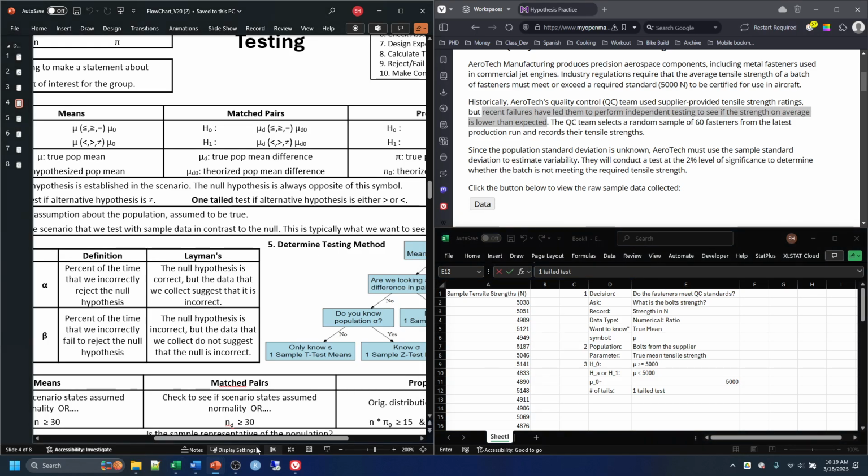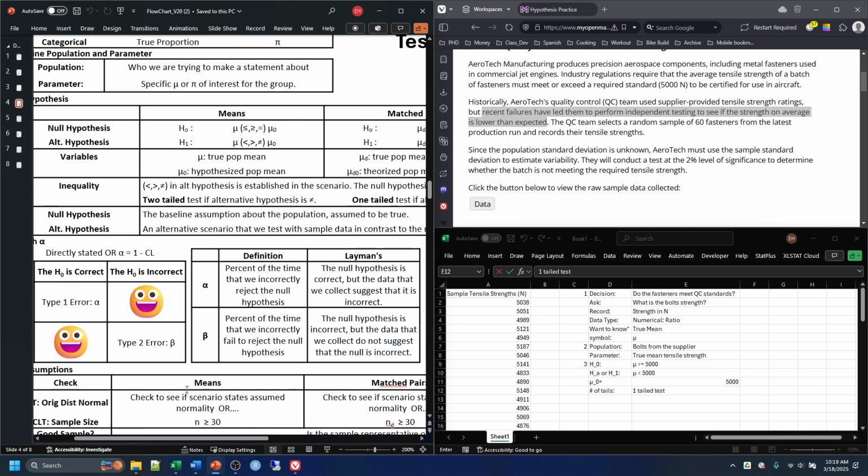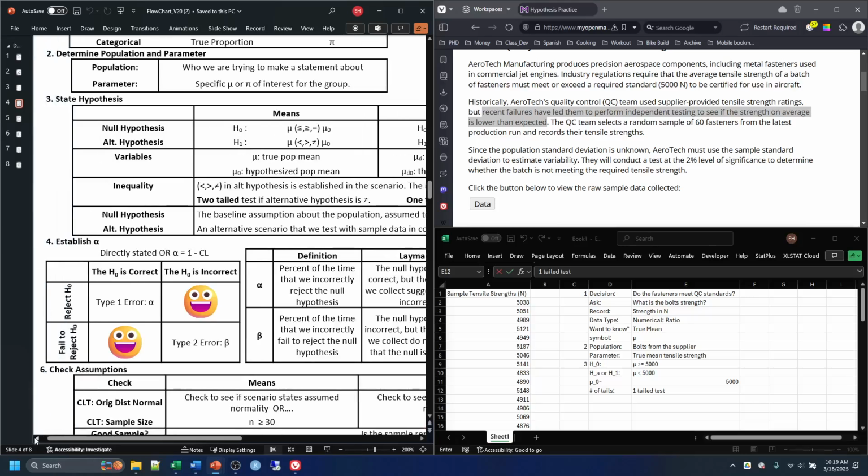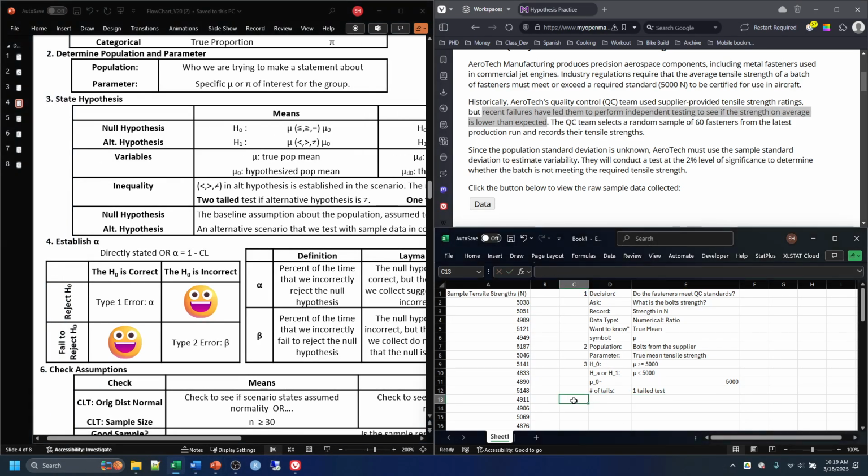Okay, moving over to step number 4, we are going to set up our alpha level from our problem. So we want to know what is alpha. And if we see up here, notice how it says the 2% level of significance. This is an alternative way of saying alpha without actually saying the word alpha. So we're going to put in 0.02 as our alpha level. Let's go to step 5 now.